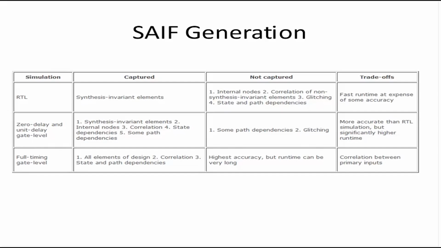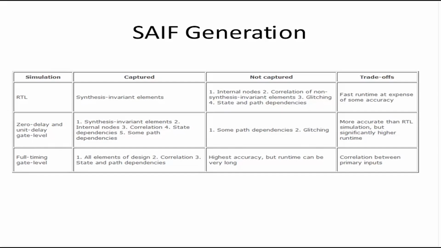So it does not have accurate delay information. It assumes a default delay for every case. This kind of simulation is again very fast compared to the accurate delay simulation. But the advantage is that it captures all the synthesis elements, right? Because it is a gate level netlist. It has internal nodes, path dependencies, state dependencies, everything. What is not captured? Some path dependencies and glitching.